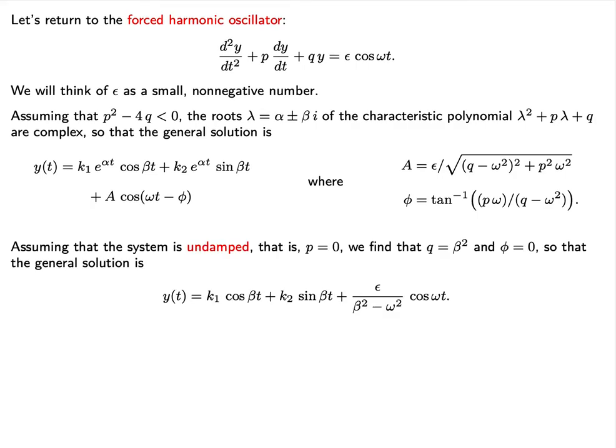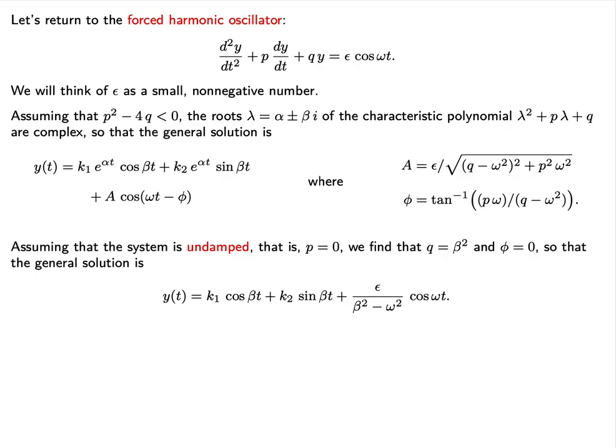Assuming that this system is undamped, that is, p is equal to 0, we can write q as beta^2. Here, beta is just the natural frequency we found coming from the roots of the characteristic polynomial, and the phase angle phi is equal to 0, so that the general solution now reduces to a slightly simpler function. y(t) = k1 cos(beta t) + k2 sin(beta t) + epsilon/(beta^2 - omega^2) cos(omega t).